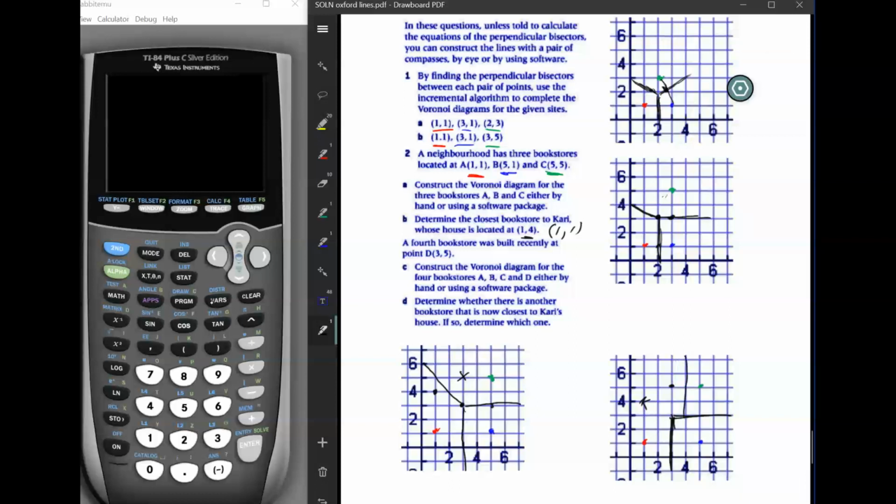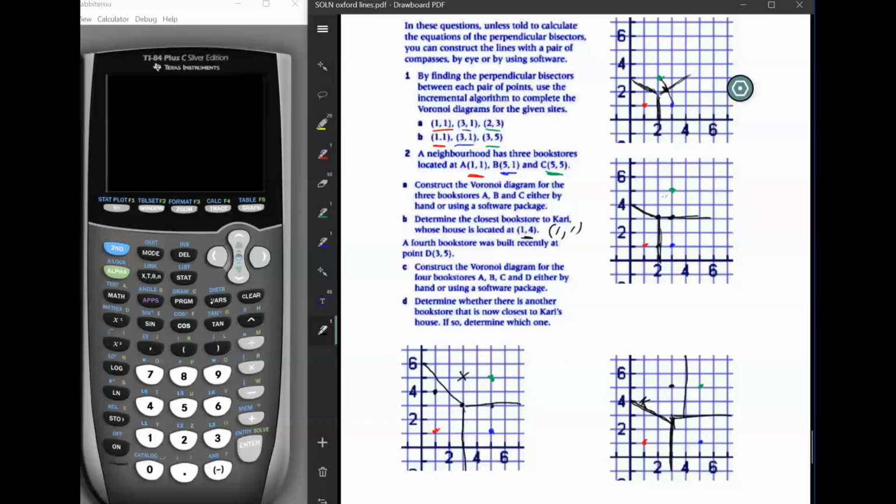And the perpendicular bisector between, let's see, black and red, the perpendicular bisector of the line segment between black and red would be like that, right? Okay. So you can see that Carl is now just over the line in the new bookstore's region, right?